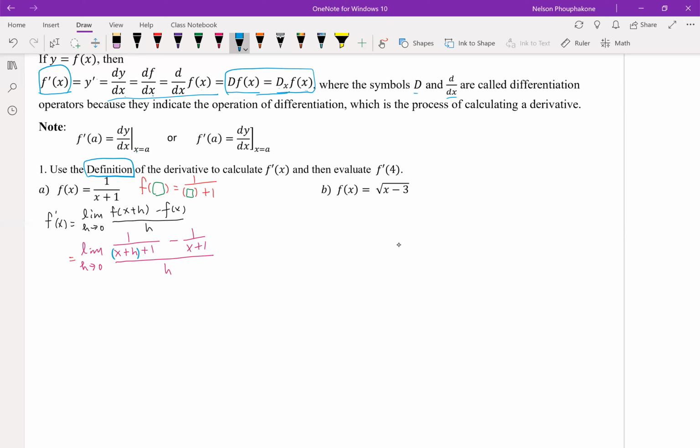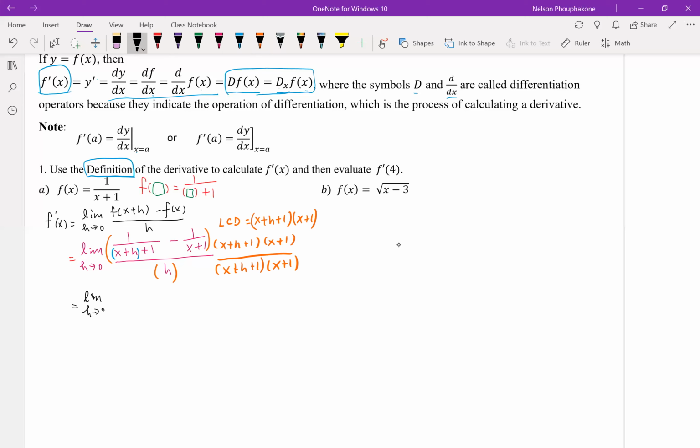So you will see that basically the LCD is x plus h plus 1 times x plus 1. So this is the LCD. What I'm going to do here is multiply top and bottom by the LCD. This is a way to clear the fraction: x plus h plus 1 times x plus 1, over x plus h plus 1 times x plus 1. And again, we take the limits.